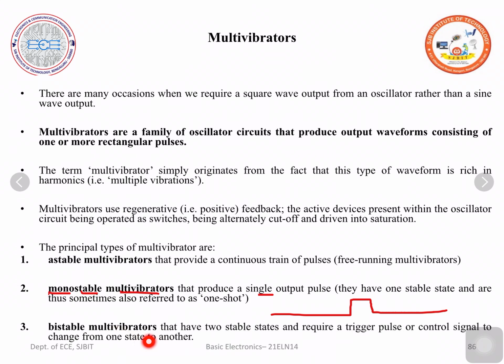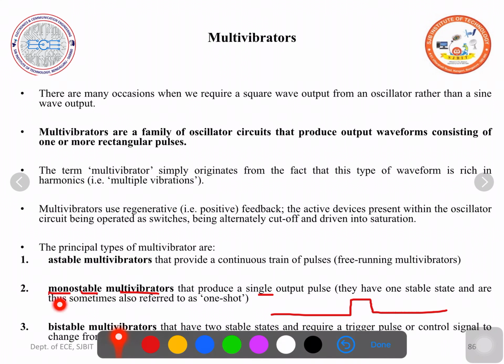The third one, the bistable multivibrator. Bi means two. They have two stable states and require a trigger pulse or a control signal to change from one state to the other state. So it will have one state. Then if you apply a triggering pulse, it goes to the second state. Then it will be 0. Then if you apply a triggering pulse, it goes to the high state. So, bistable multivibrator. There are three types of multivibrators: astable, monostable and bistable.